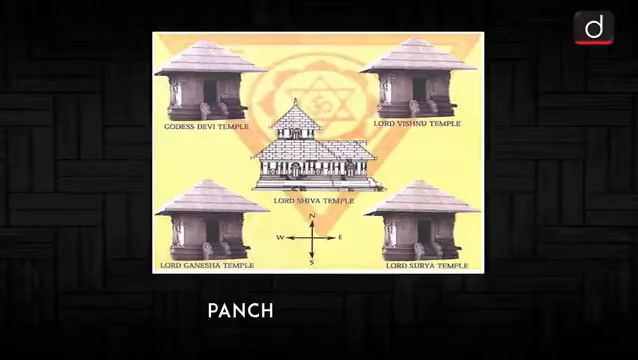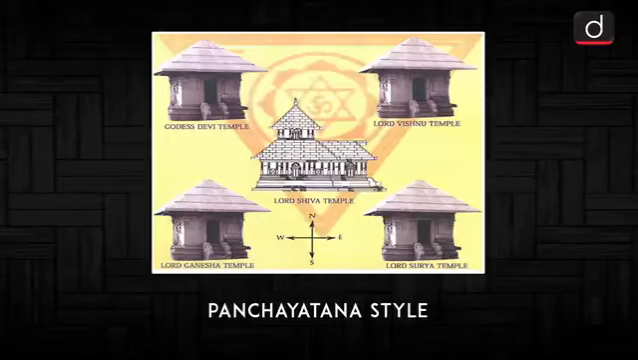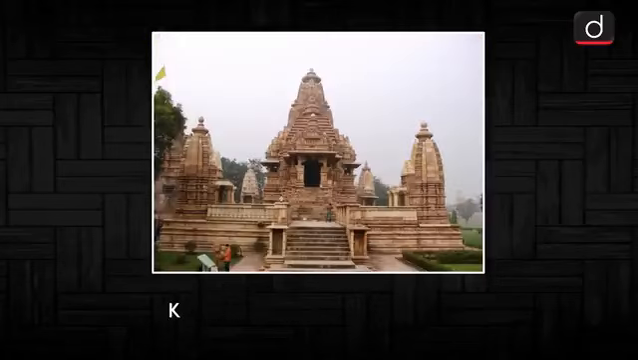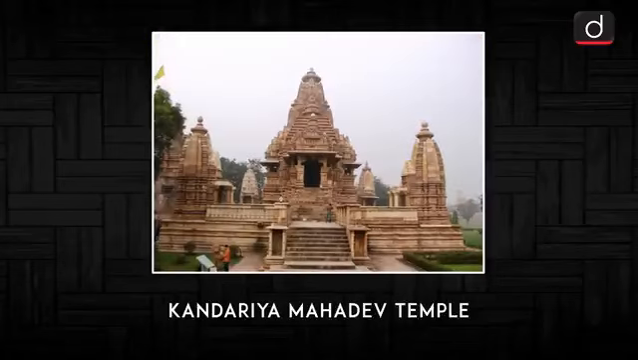Panchayatana style of temple making was followed. Panchayatana is an architectural style where the main shrine is built on a rectangular plinth with four smaller subsidiary shrines at the four corners, making it a total of five shrines. Example: Kandariya Mahadev Temple.